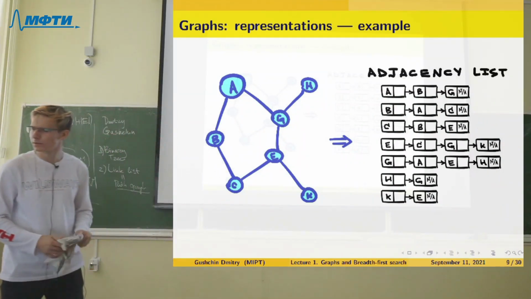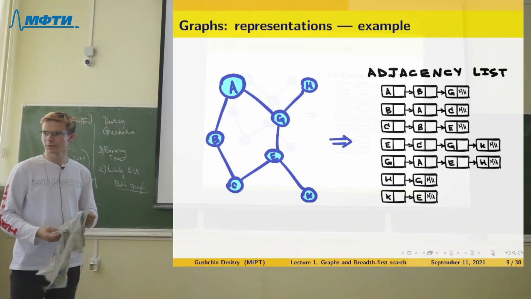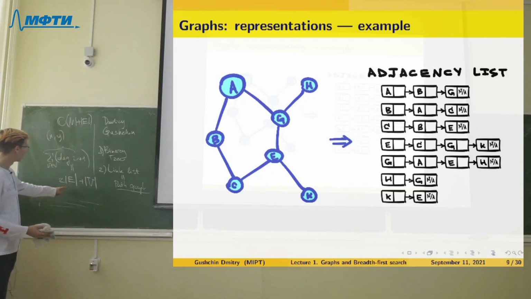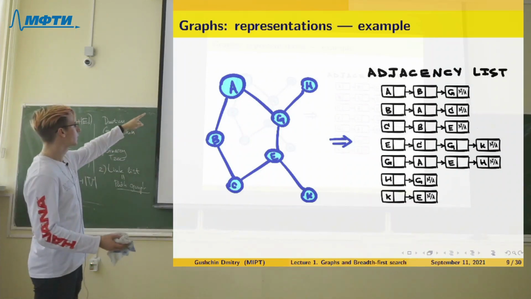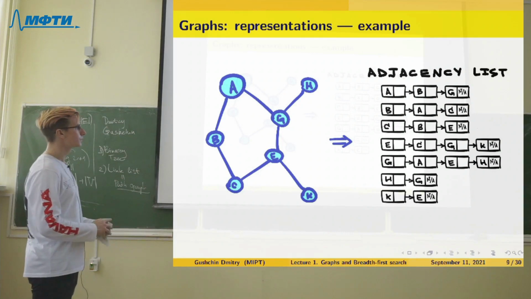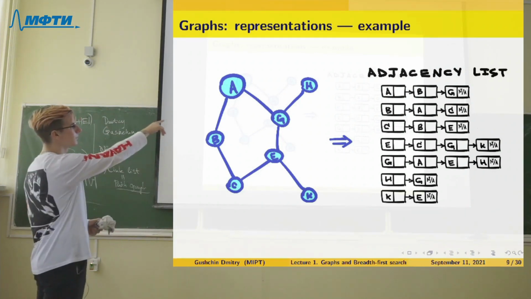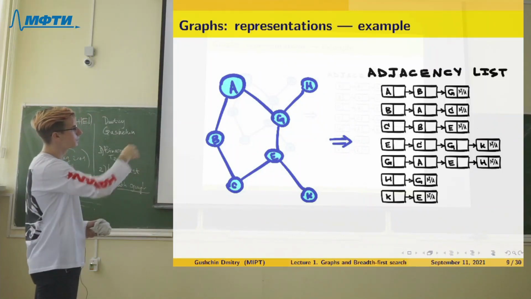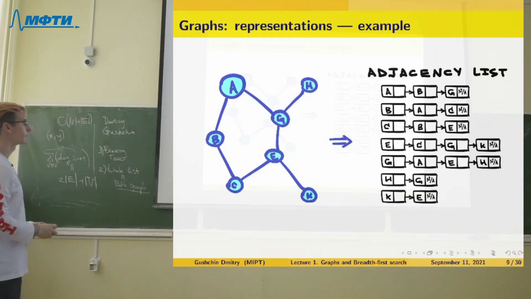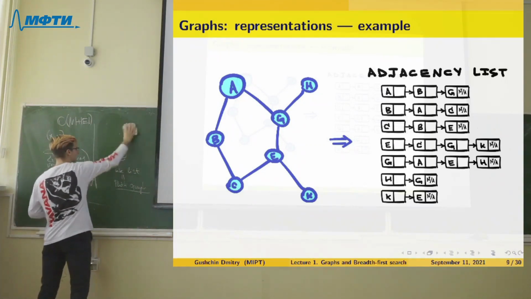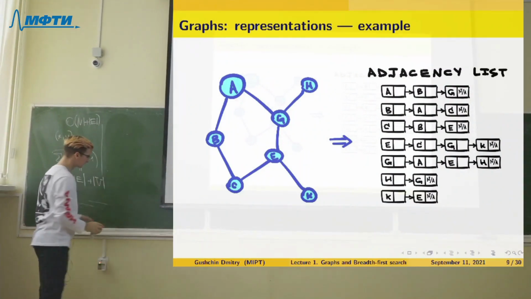And I have a question in chat. What is O notation? Why is the sum of degrees of the vertices plus 1? Why the plus 1? You can see, for example, degree of vertex A is equal to 2, yeah? And in the list we have A, B, G nodes. You can see there are 3 nodes. Okay, and it's about O notation and this theorem.